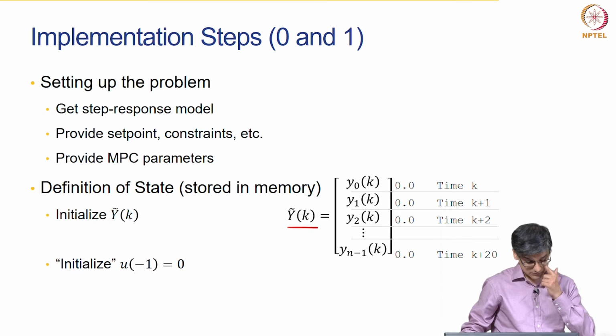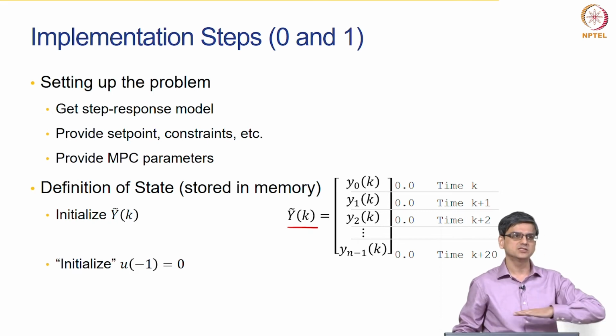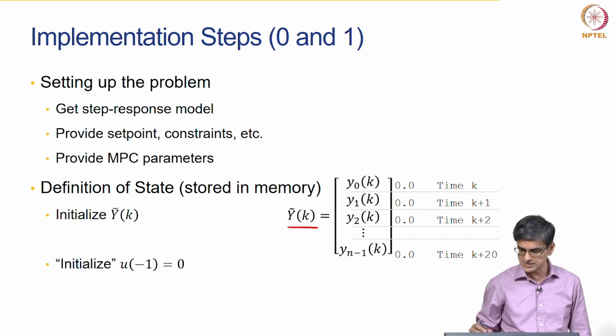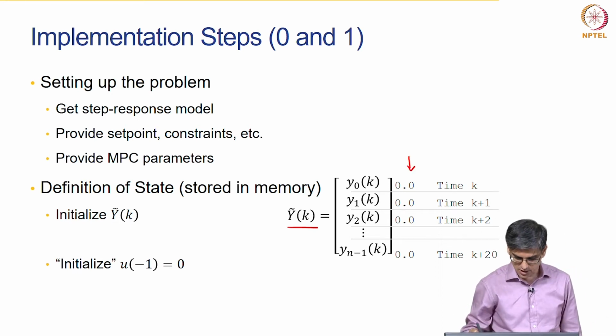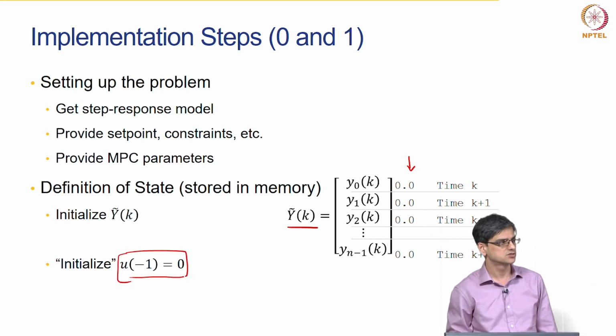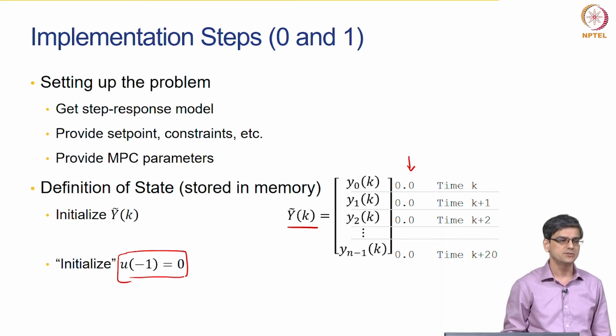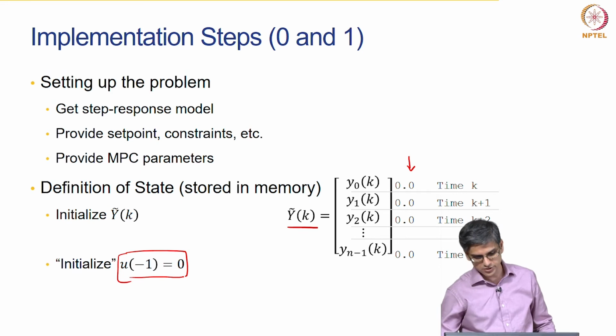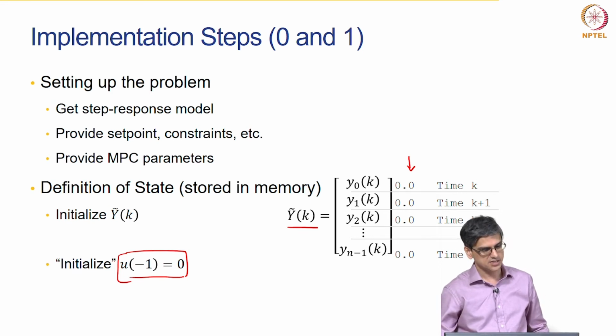Okay. And what we are saying is that in this particular example that we are talking about, we are going to start at origin and we are going to assume that inputs in the past have basically been 0. There has not been any input moves that have been implemented in the past. Okay. So, that is the thing that we are going to assume at the initialization state.